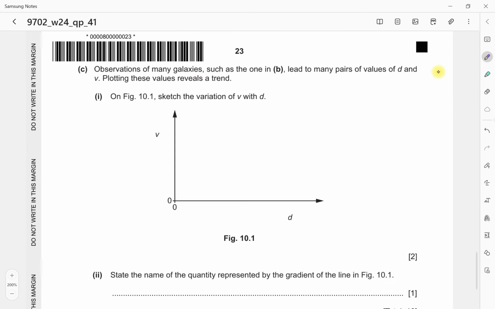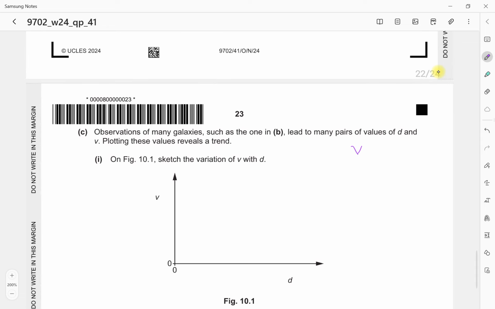Lastly, observations of many galaxies such as the one in B lead to many pairs of values of d and v. Plotting these values reveals a trend. On the figure, sketch the variation of v with d. So we know that according to Hubble's law, v is directly proportional to d, or v is equal to H naught times d, which means this is just a straight line through the origin. So I'm just going to use a ruler and draw a straight line through the origin.